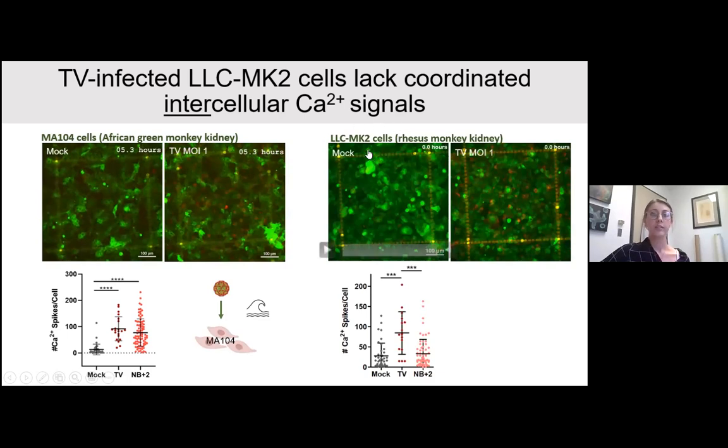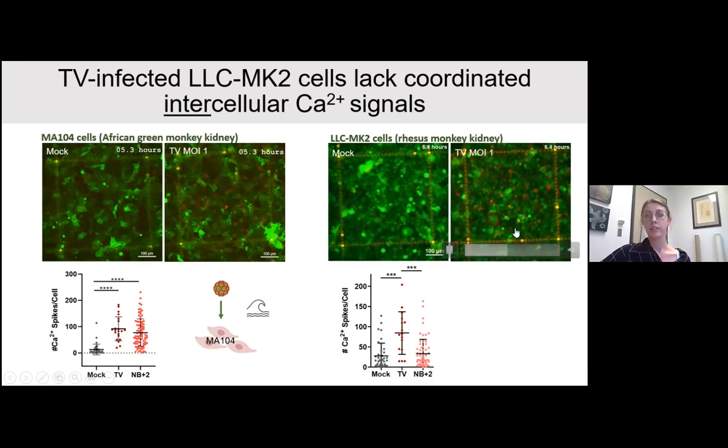Interestingly, as I mentioned, all of the previous Tulane virus infection data that I had shown you was done in LLC MK2 cells. So now that I had this way of antibody staining and tracking Tulane virus infected cells, I wanted to see if I could see waves in my LLC MK2 cells. Again, we have mock infected cells on the left and Tulane virus infected cells on the right. We see plenty of Tulane virus infected cells, shown here in red, in this monolayer. We still see lots of sporadic calcium signals occurring within an infected cell, but there are none of these coordinated signals that spread outwards to the neighbors.